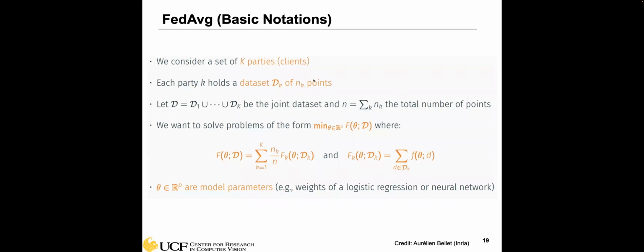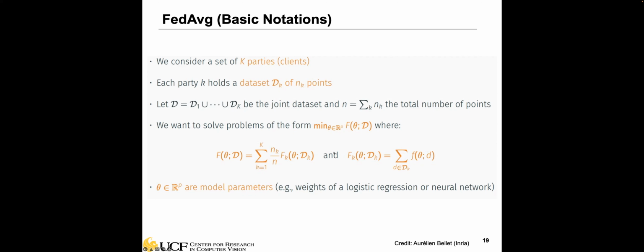Before we dive into the details of the algorithm, let's first make some notation clear. We consider a set of K parties or clients. So you have K of them, maybe mobile phones or some IoT devices, each considered one client. Each client or party will hold a local dataset, D_k, of n_k points. Each client will have their separate dataset D_k, and D is basically just the union of all the data from the K parties.